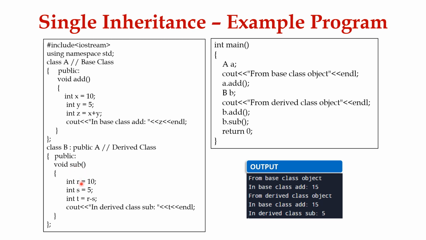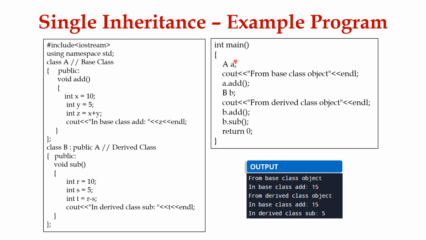Here we have declared the variable r of integer data type and assigned it the value 10. We have declared the variable s of integer data type and assigned it the value 5. Next, we have declared the variable t of integer data type and we have subtracted the value of the variable s from the value of the variable r. Finally, we have displayed the value of the variable t to the user using the cout statement. Since here we have only two classes, one base class and one derived class, we can achieve single inheritance here.